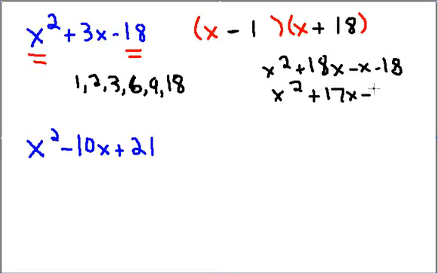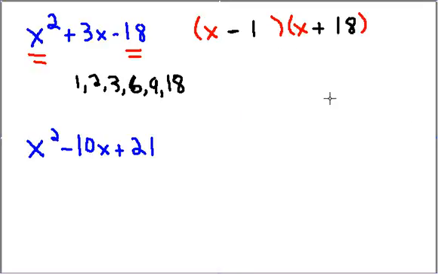We would then have x squared plus 17x minus 18. But is that what we started with over here at the top left? No, what we started with was x squared plus 3x minus 18. And what we have down here is x squared plus 17x minus 18. So we do not have a match here. So I'm going to go ahead and get rid of that. Minus 1 and plus 18 is not going to work.